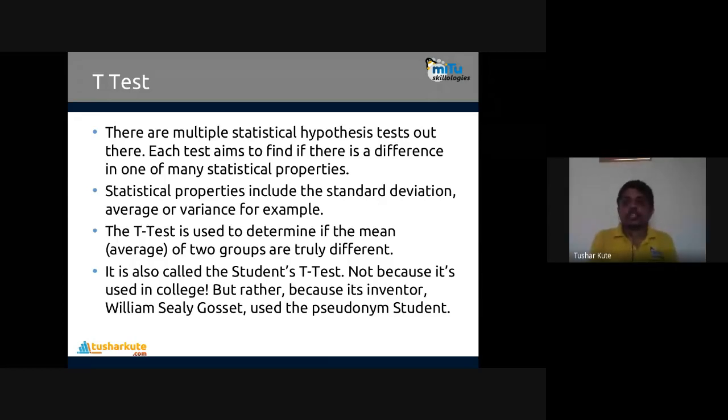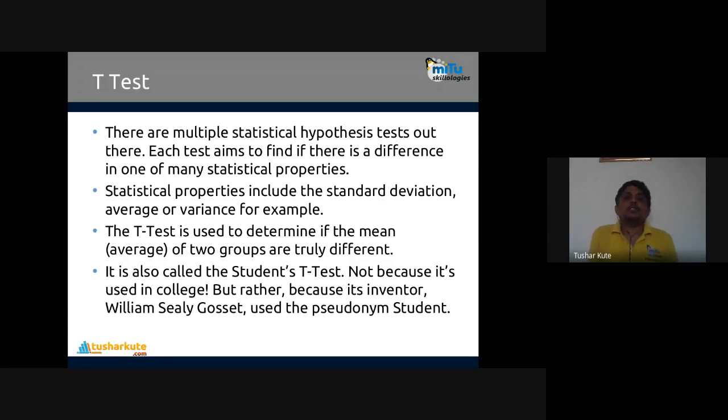Welcome back. Let's continue. To test the hypothesis, we have many different kinds of statistical tests. Out of them, the first and most commonly used test is called the t-test. Generally, it's also called the student t-test. So what exactly is the meaning, how is the t-test calculated, and how is it used to test your hypothesis?